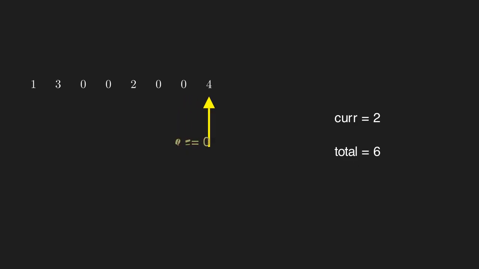Finally, we reach the last element at index 7, which is 4. Because 4 is not 0, the block is broken. We reset current_zeros to 0. Total_subarrays remains unchanged at 6. We have now iterated through the entire array. The loop terminates. Our accumulated answer in total_subarrays is 6, which perfectly matches the expected output for example 1.